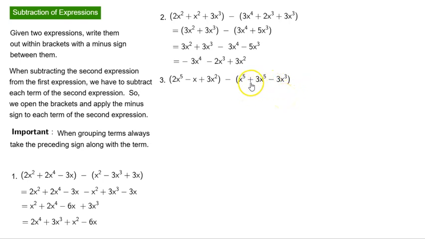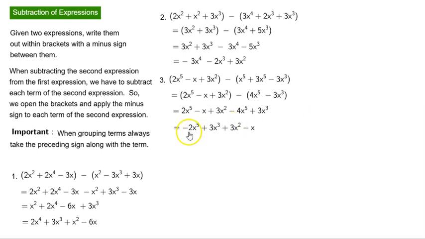So here again we have like terms. So 2x to the power of 5 minus x plus 3x square minus 3 plus 1, 4x to the power of 5 minus 3x cube. Now we open up the bracket. 2x to the power of 5 minus x plus 3x square minus 4x to the power of 5 plus 3x cube. Now rearranging it, we get minus 2x to the power of 5.